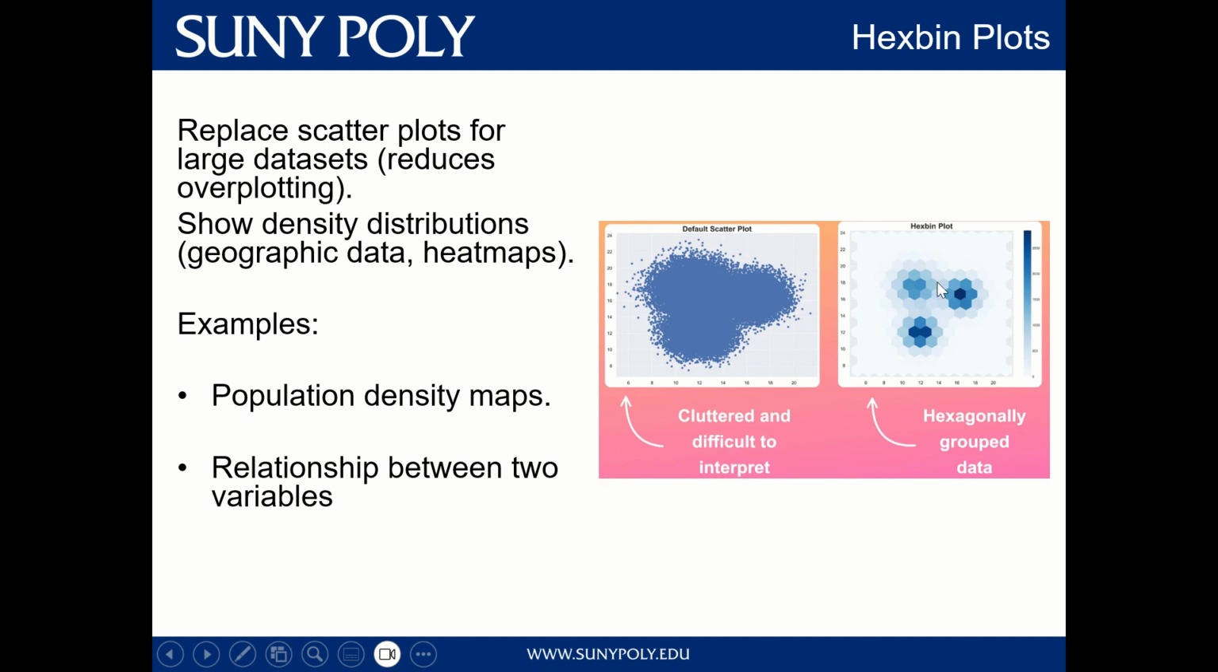Now, the good thing about that is you kind of get rid of the noise and you can see a pattern here. You can see, for example, here three groups or three clusters, which initially were not that clear in the scatter plot. So the Hexbin plot is useful when you have large data sets.